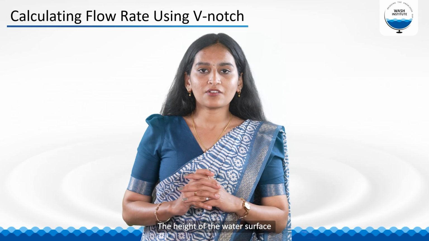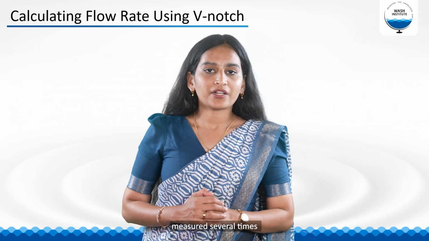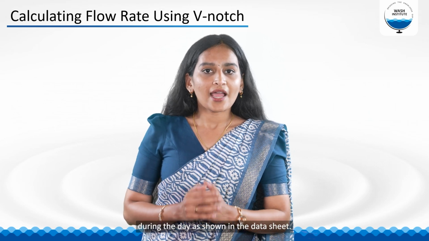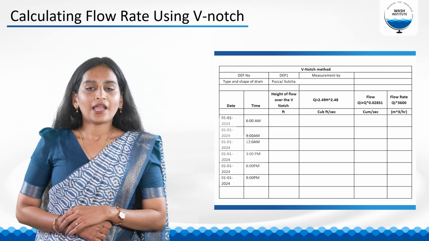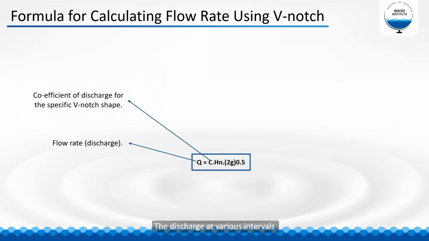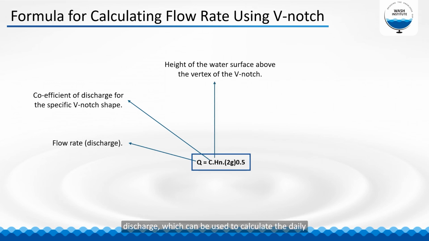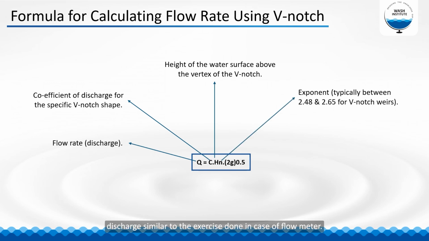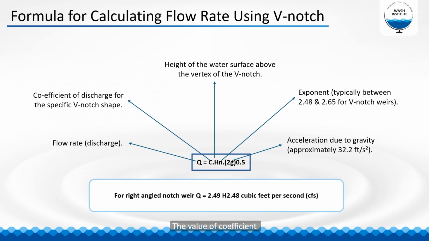The height of the water surface above the vertex should be measured several times during the day, as shown in the data sheet. And then, using the weir equation as stated, one can easily calculate the flow rate or discharge. The discharge at various intervals can be used to calculate average hourly discharge, which can be used to calculate the daily discharge, similar to the exercise done in case of flow meter. The value of coefficient and exponent can be taken from IS code 9108.